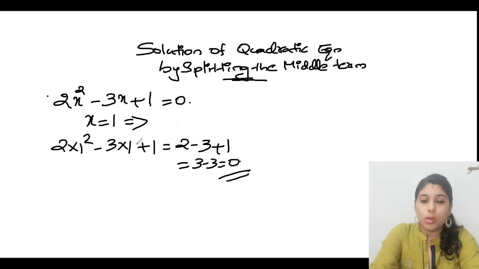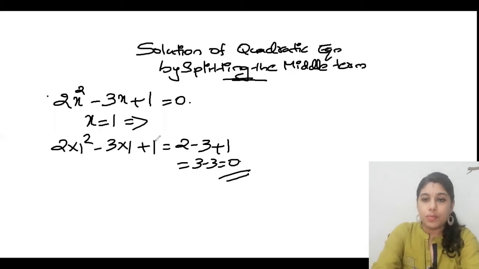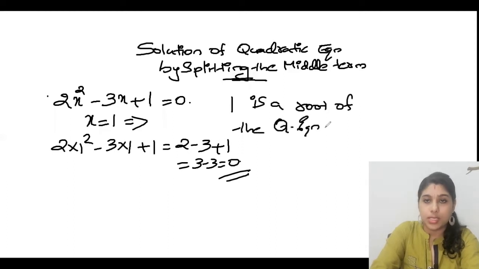That means when you substitute any value of x in the equation, and if you obtain the correct answer as 0, it means that x is the correct substitution for this value. Understand? So it means that 1 is a root of the quadratic equation. 1 is a root of the quadratic equation. That means 1 is a solution also.